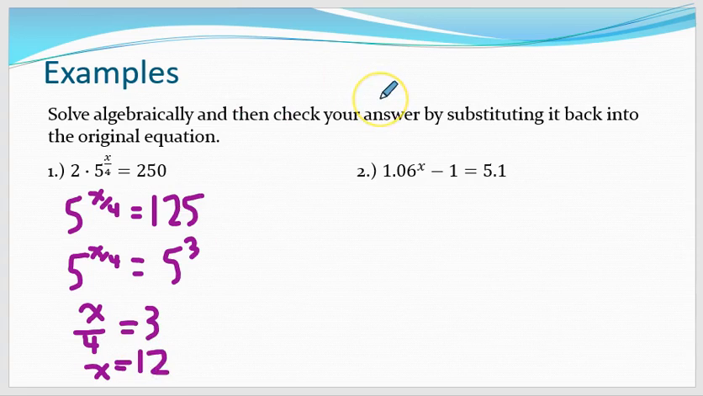So now let's look at an example of an exponential equation where we can't write both sides using the same base. On this one, I still have something that needs to be moved to the opposite side of the equation. This time my exponential term has a -1 attached to it. So I'm going to start this off by adding 1 to both sides of the equation.